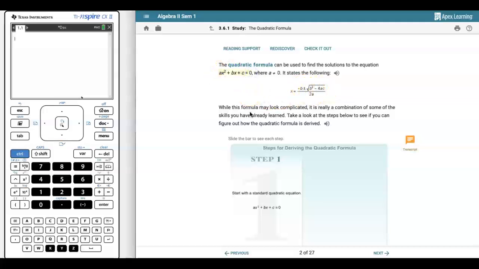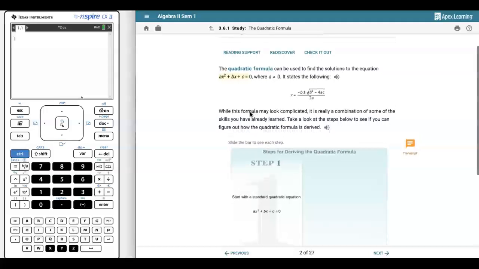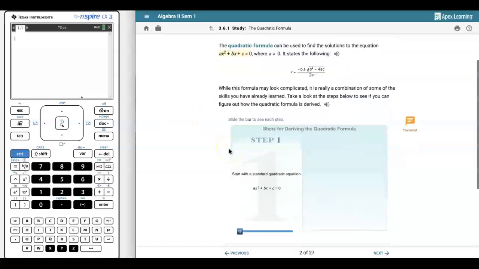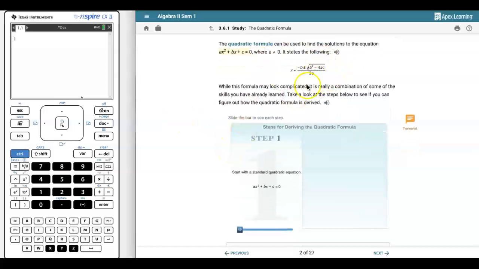Okay, so that's going to be one of the key things. That's why we focused so heavily in the last couple of lessons on getting the quadratic equations into this standard form. All right, so we'll spend 30 seconds on this.